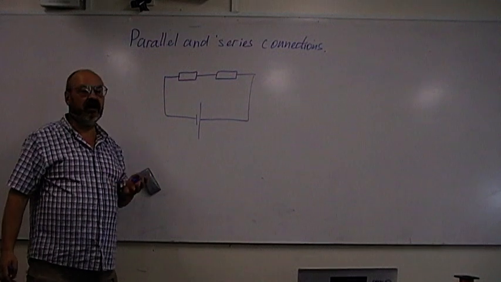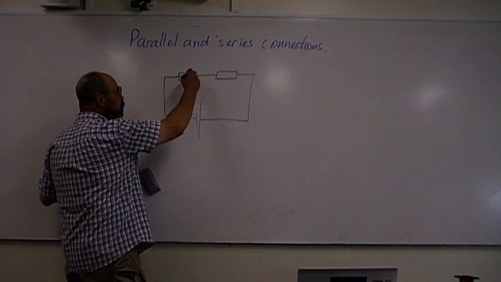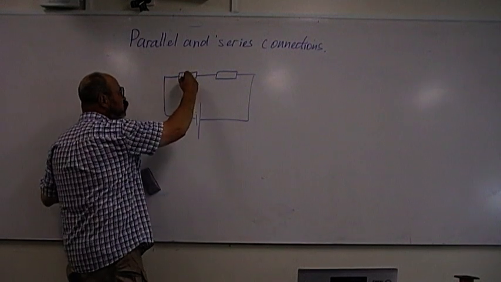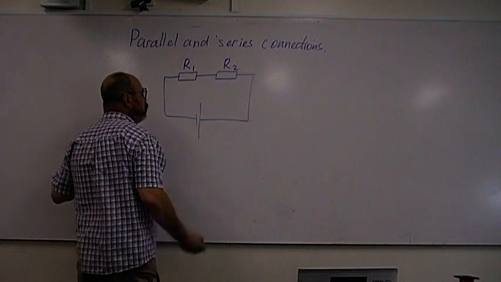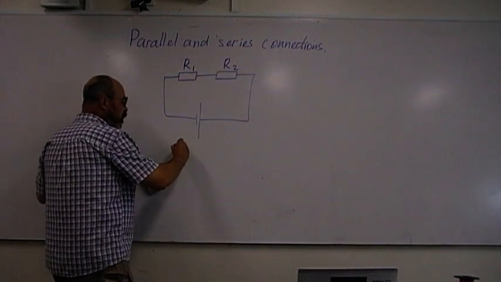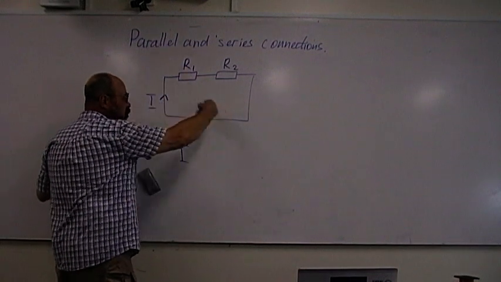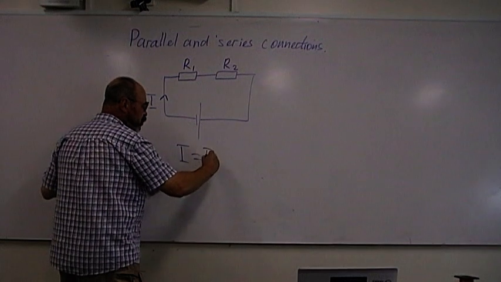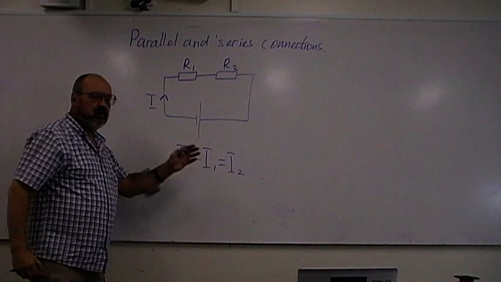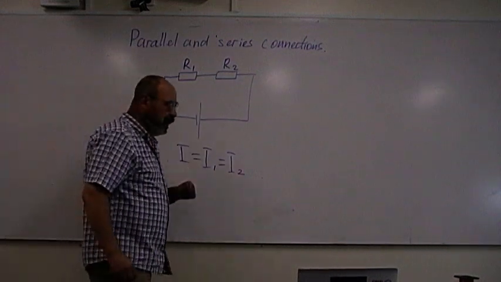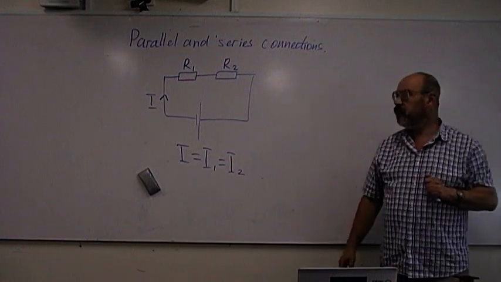That means the current, which is charge per second, in the whole circuit will be the same through resistor 1 and the same through resistor 2, if this is resistor R1 and this is resistor R2. So in series connection, current is the same. In each resistor, current is the same.